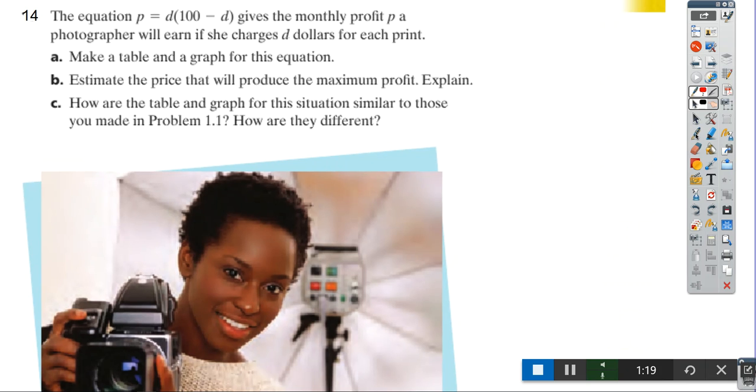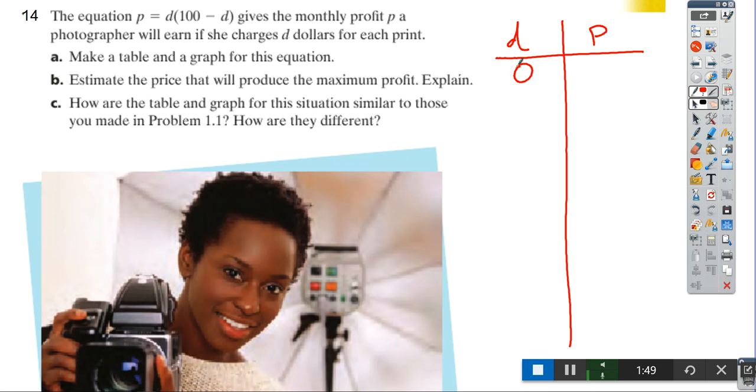All right. So we are first going to make a table and a graph for this equation. What are our two variables? P and D. Which one is independent? D, dollars for each print. So this is the cost. As the cost of the print goes up, fewer people will buy the print. That makes sense. And we have P for profit.